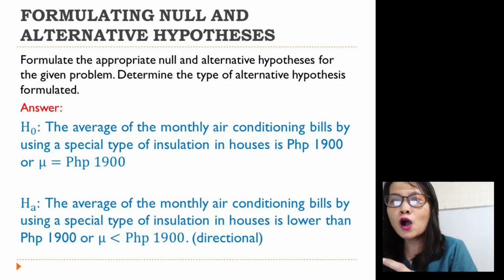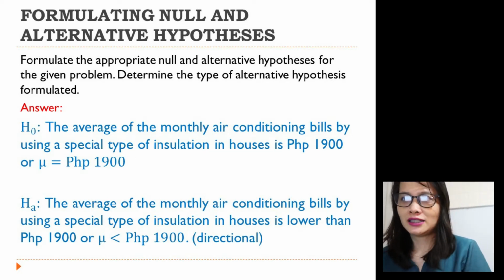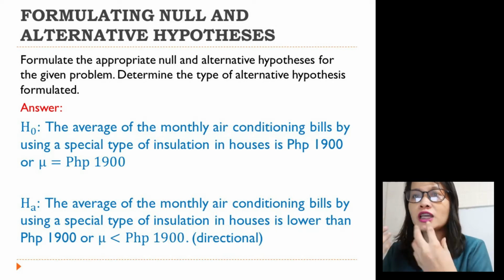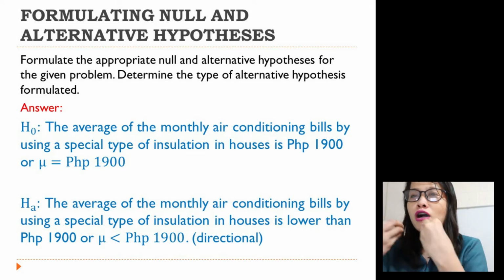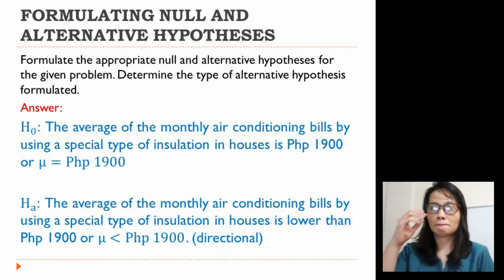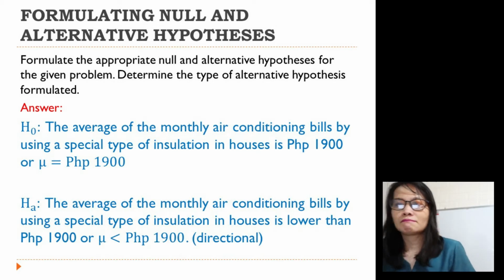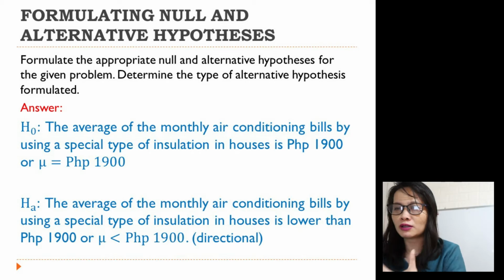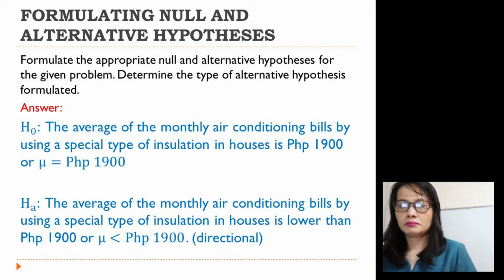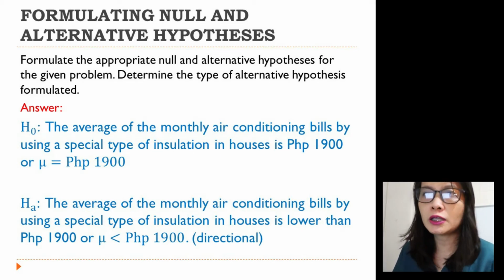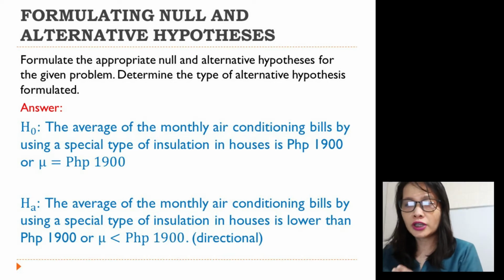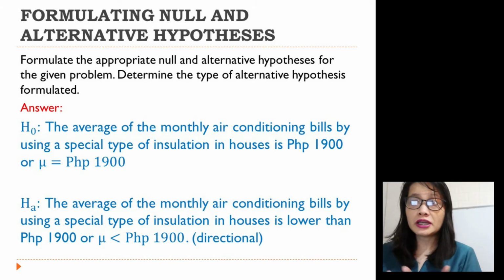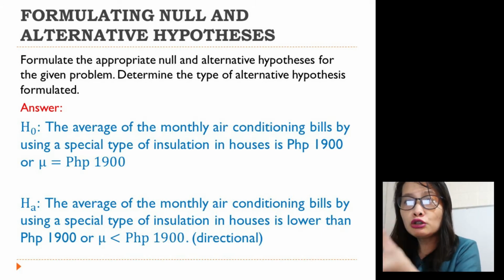But how do we say it in statement? Mu equals 1,900. Because in the exam, you need to write the symbol and then the statement. So how do you write it in statement? Mu equals 1,900, that's your null hypothesis. So to say it in statement, the average of the monthly air conditioning bill is 1,900. So that will be your null hypothesis.